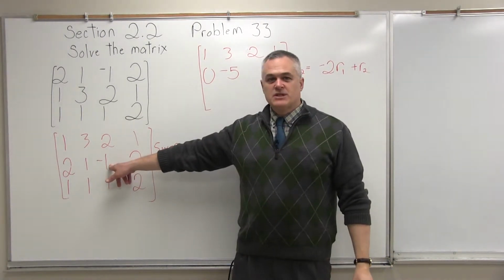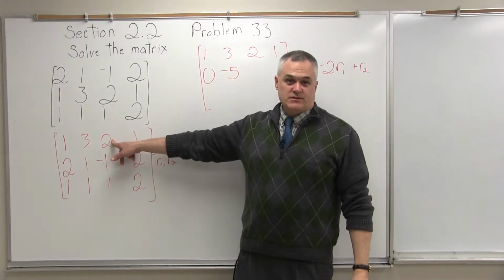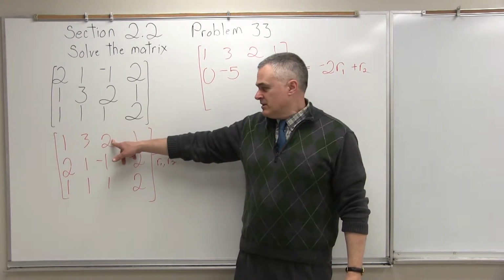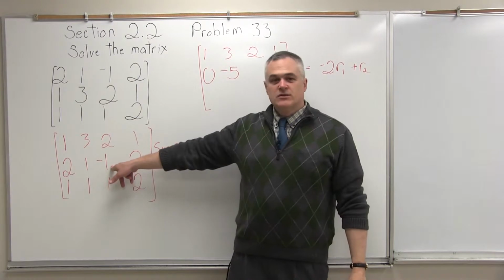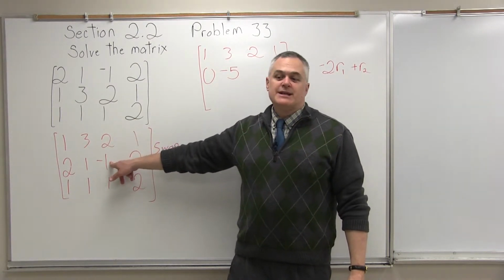Next, what happens to the minus 1? Well, negative 2 times row 1 will be negative 2 times positive 2. That's going to make a negative 4. Add that negative 4 to the next row down. So negative 4 and negative 1 add to negative 5.